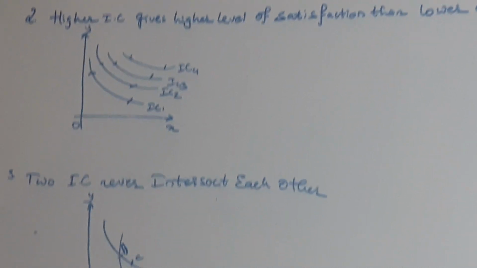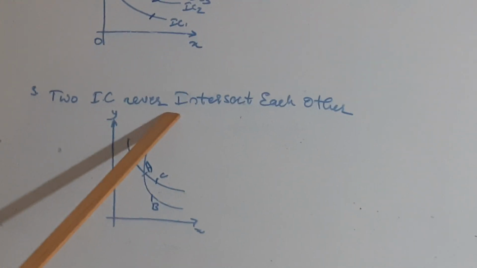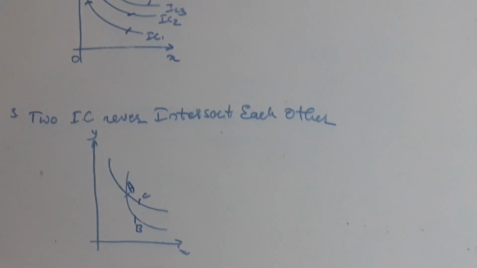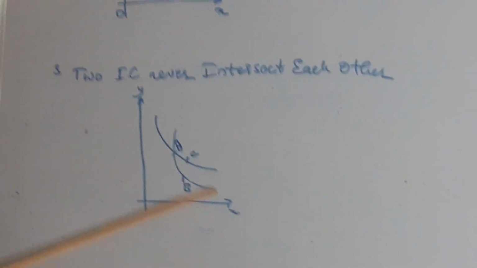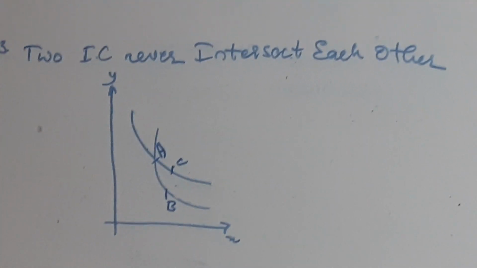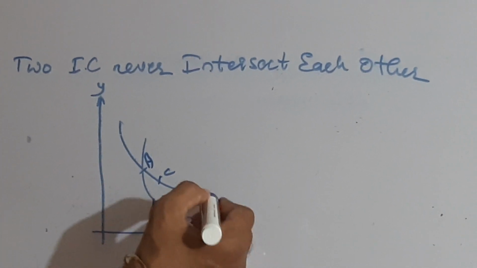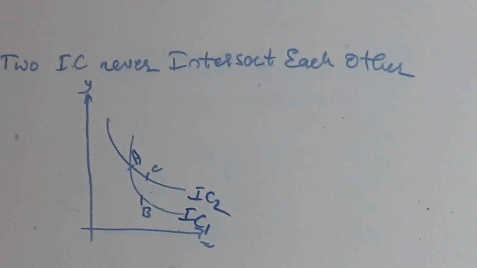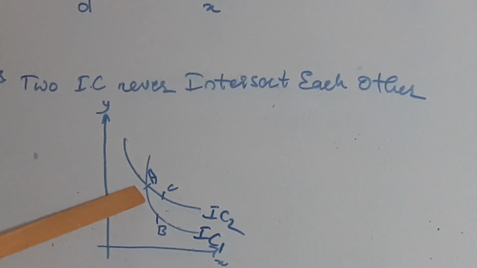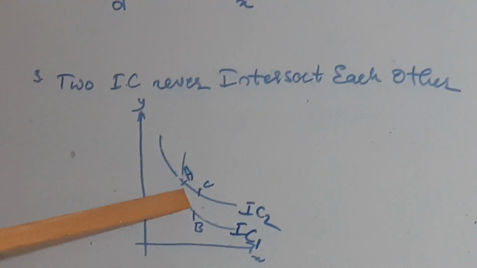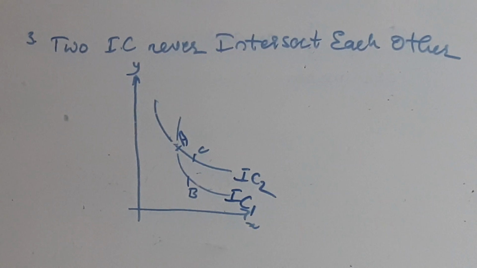The third feature of IC is that two indifference curves will never intersect each other. Please focus here. You can see there are two indifference curves, IC1 and IC2. This is IC1 and this is IC2. Here both these curves intersect at a point A. It means at point A, both the curves are giving equal level of satisfaction to the consumer.